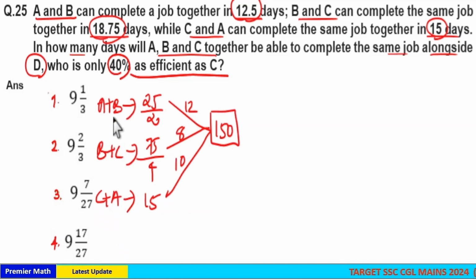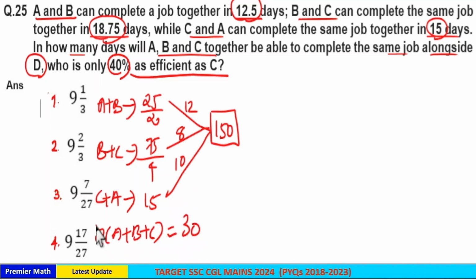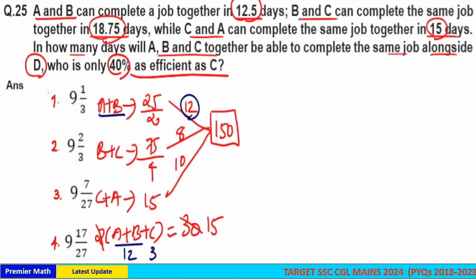Here we have 2A, 2B and 2C. So 2 times the efficiency of A, B and C is 12 plus 8 plus 10, 30 units. Then the efficiency of A, B and C is 15 units. Here the efficiency of AB is 12 units, which means the efficiency of C should be 3 units. 12 plus 3 is 15 units.